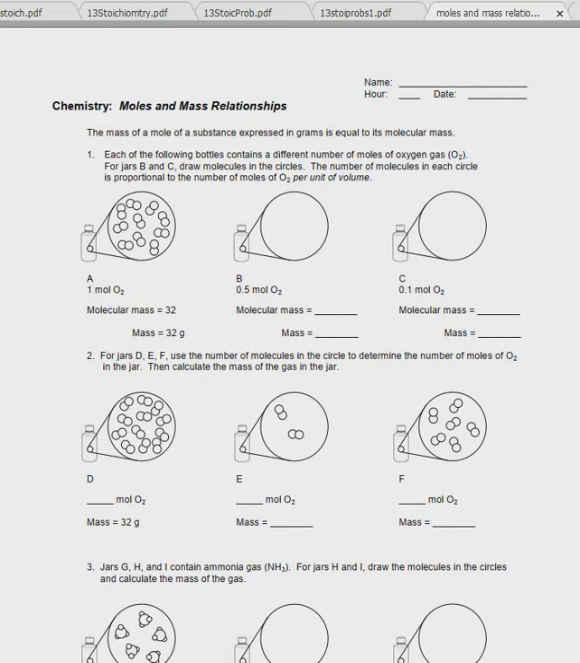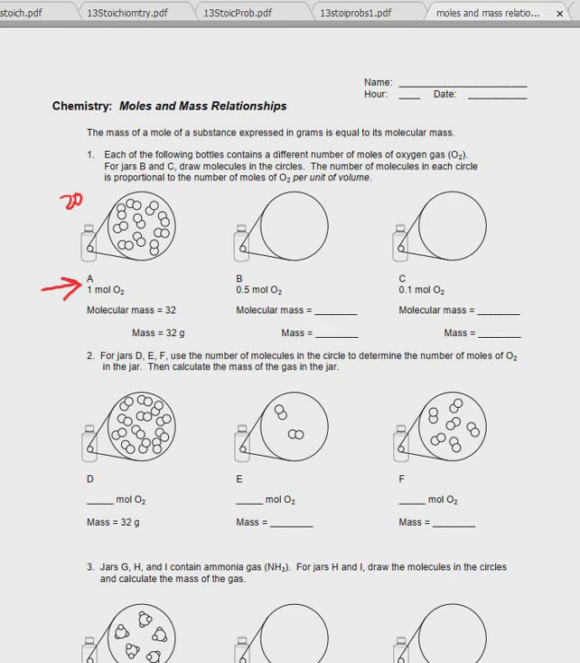So here we have 1 mole of oxygen. And if we count them, there are 2, 4, 6, 8, 10, 12, 14, 16, 18, 20. Okay, so there's 20 pieces of oxygen. There's 10 pairs of diatomic oxygen.